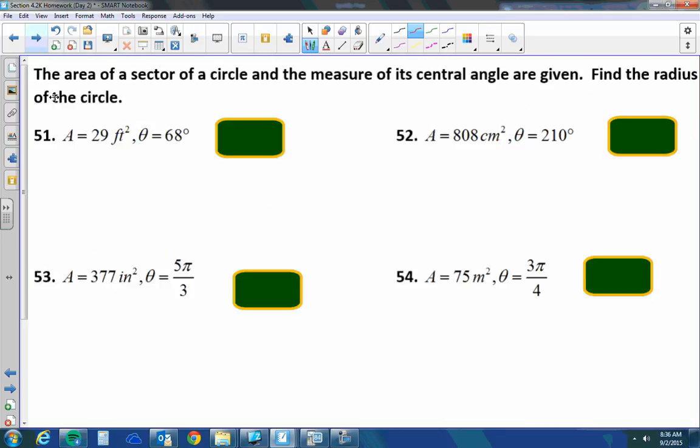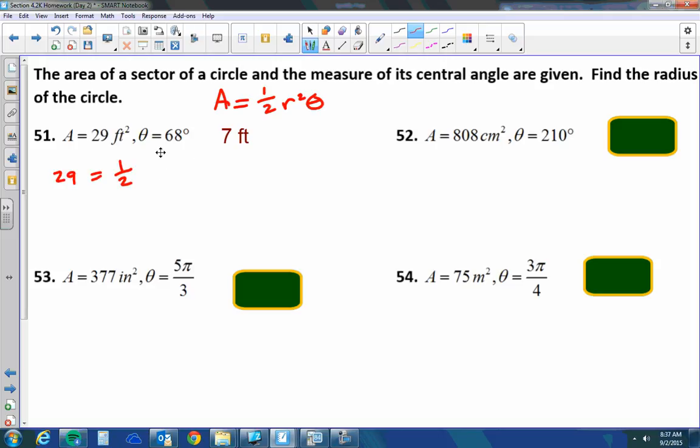Let's do one of these. And really, the bottom 2 are easier because they're in radians. One thing I want you to realize is, like here, they gave you the area of the sector, right? Well, if they gave you the answer to the formula, then you should realize you're going to need to use that formula. So I'll go ahead and set it up. Since they gave you the area, put that there, and just set up your formula.